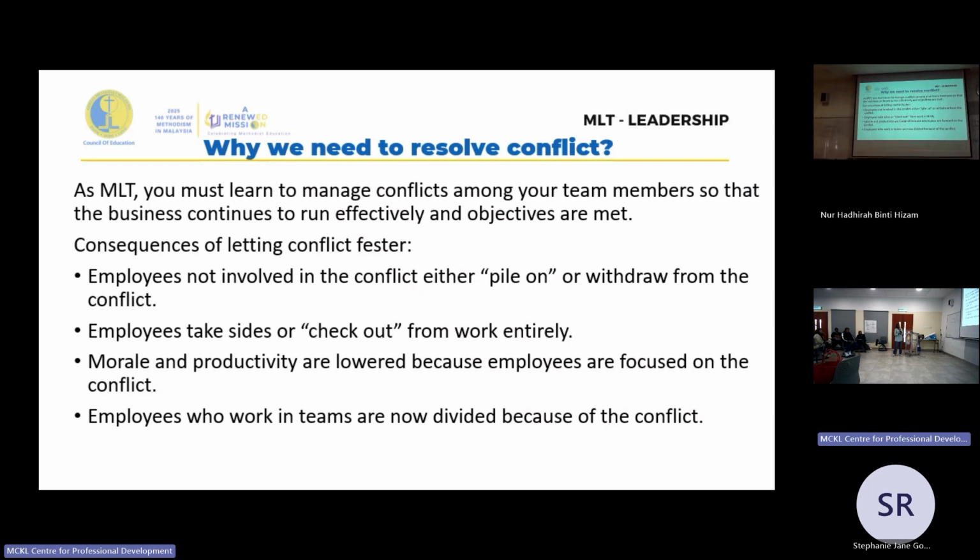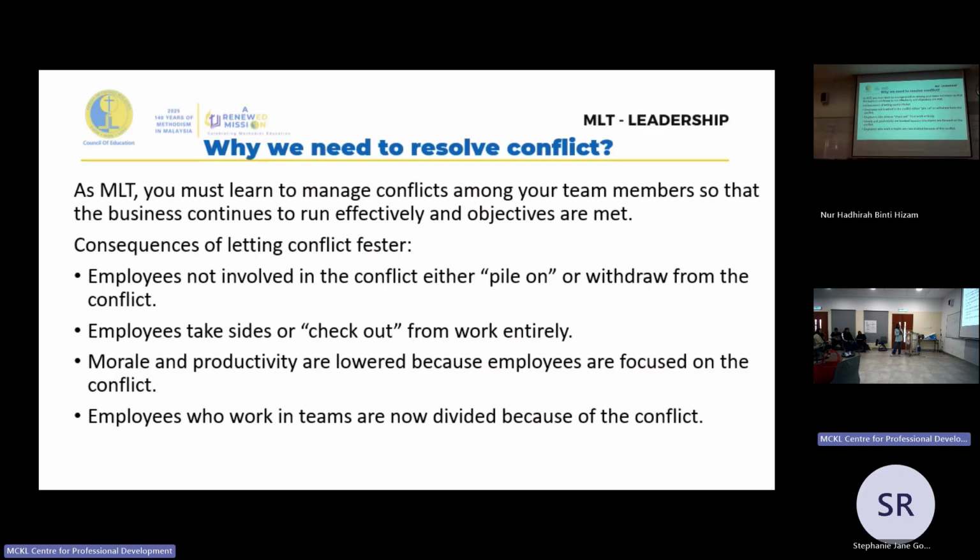Or sometimes what will happen? People start to withdraw from the conflict. That means people say that this is not a very good, conducive working environment. So I want to leave from this. So they ask for transfer. They want to leave the organization.